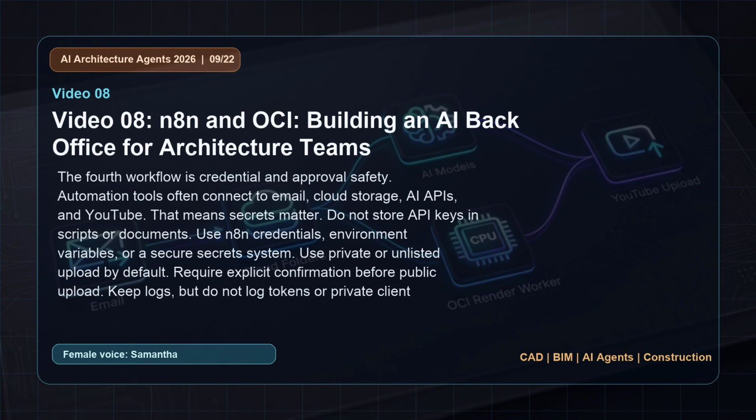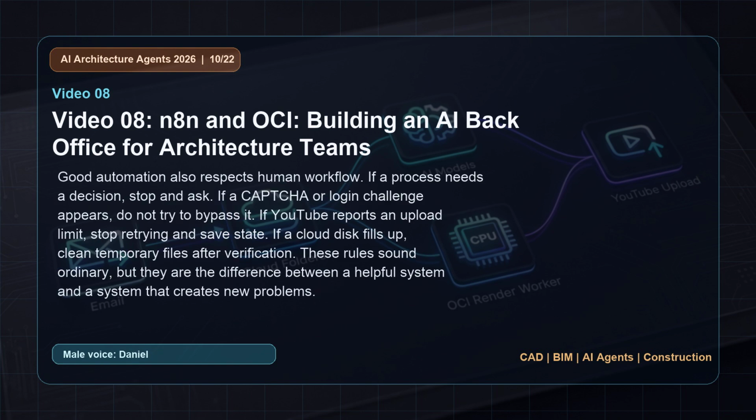Keep logs, but do not log tokens or private client information. An AI backoffice must be boringly secure. Good automation also respects human workflow. If a process needs a decision, stop and ask. If a captcha or login challenge appears, do not try to bypass it.